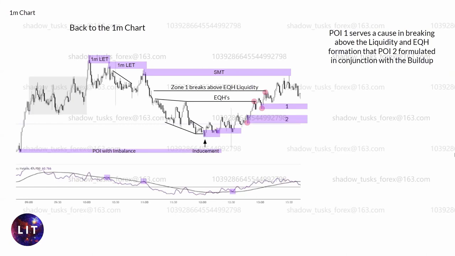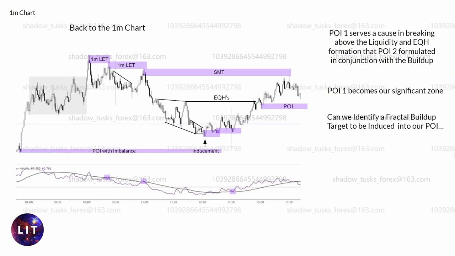So what does that mean? POI 1 becomes our significant zone for taking buys, essentially. So let's see. POI 1 is our main POI. Let's mark that one up clearly. Can we identify a fractal buildup target to be induced into our POI?